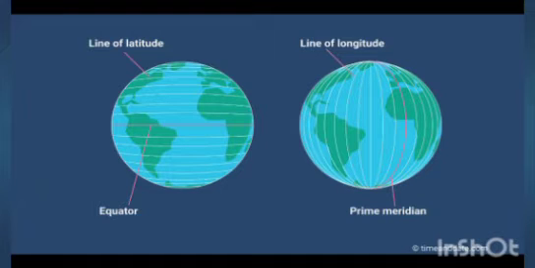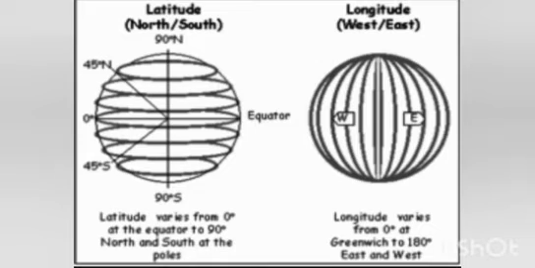Now some important points. Location is the place where a particular point or object exists. Location is an important term in geography as places have to be pointed out in maps and globes. There are two types of location, relative location and absolute location.